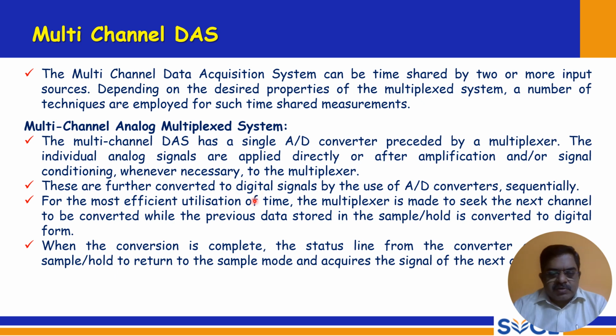These are further converted to digital signals by the use of the A to D converter sequentially. For the most efficient utilization of time, the multiplexer is made to seek the next channel to be converted, while the previous data stored in the sample and hold is converted to digital form. When the conversion is complete, the status line from the converter sends a signal to the sample and hold, which acquires the signal for the next processing station.